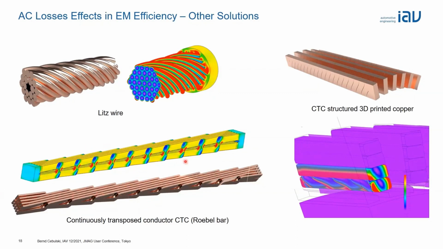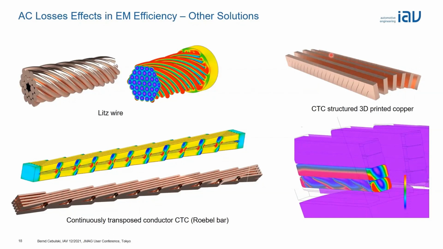This can also be calculated with JMAG. Of course, you need 3D models to investigate about this. And we have done comparisons to different shapes of this stuff. And this is promising, as I said, for big machines. It's nothing to use for smaller EVs, since it's also quite costly.